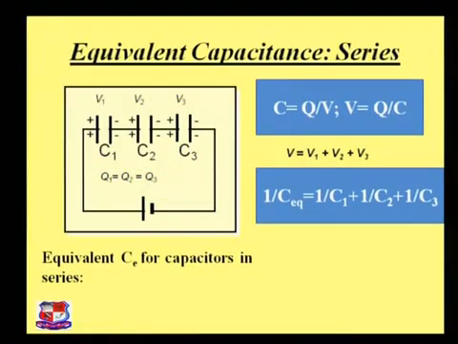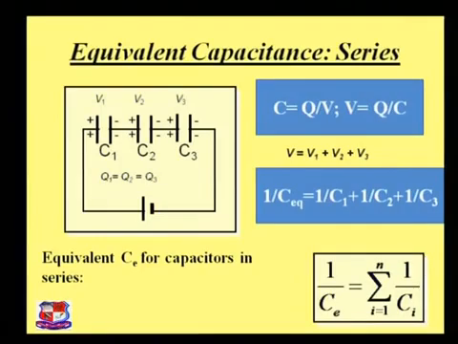This is the basic process which we already discussed, and this is the final equation. If you want to find the general form of the equivalent capacitance in a series circuit, then it is 1 by C equivalent equals sigma i equals 1 to n, where n is the number of capacitors connected in series, of 1 by Ci. This is the equation for the series capacitance.